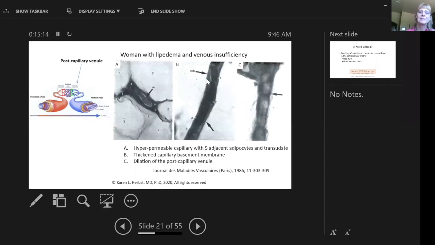When they looked at the capillary, they found it was thickened, suggesting that there was inflammation followed by fibrosis. And here's the post-capillary venule, and you can see there are areas that are dilated, suggesting that there's increased pressure in this post-capillary venule, causing leakage into the tissue.